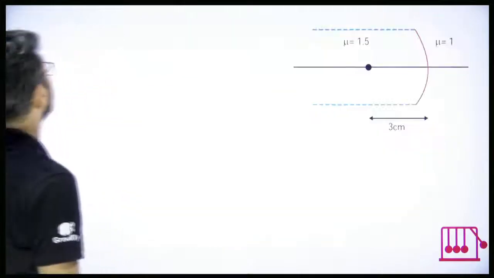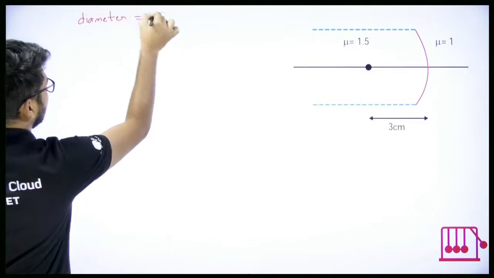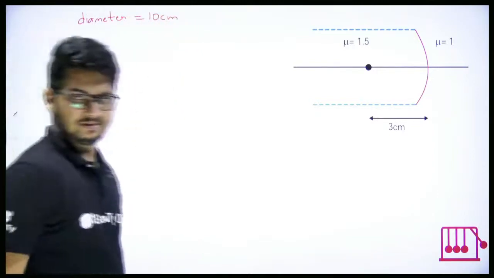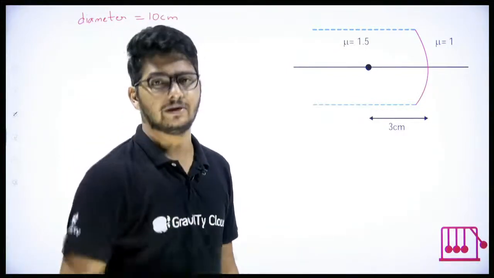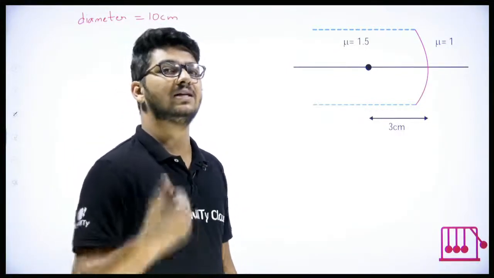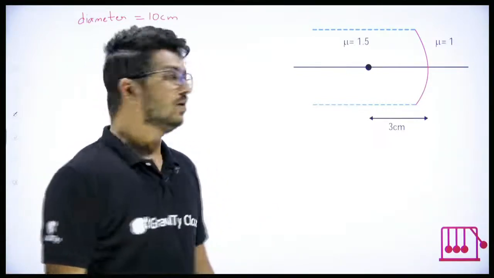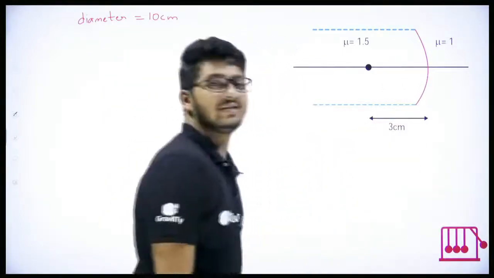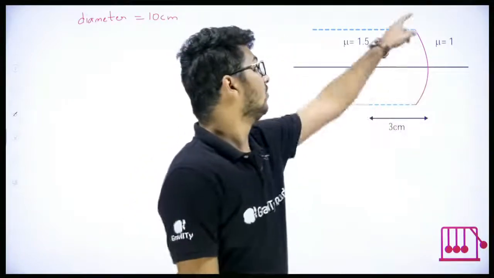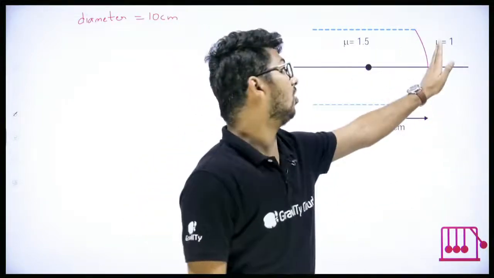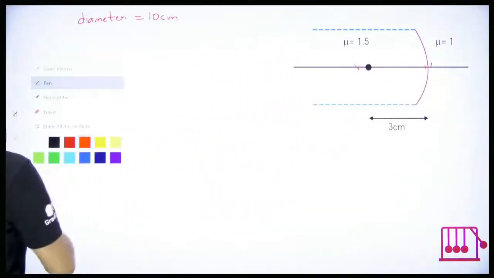Let's proceed. First of all, what is given? Diameter is given as 10 centimeter. But we need radius. And again, radius also has a sign. It can be positive or it can be negative. Ultimately, what is radius? It is the distance of the center of curvature from the surface. Yes or no? So here if I look at this surface, where will the center be? To the left of the surface or to the right of the surface? What do you think?